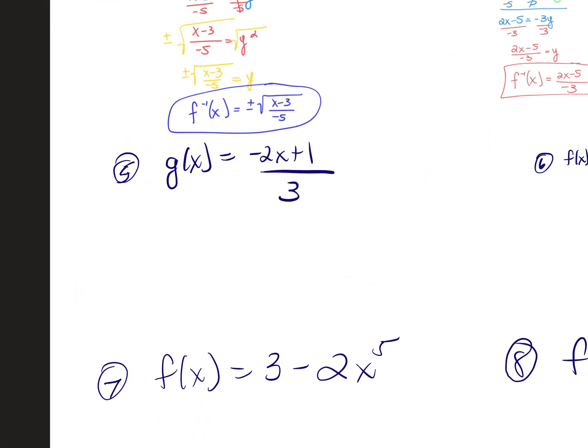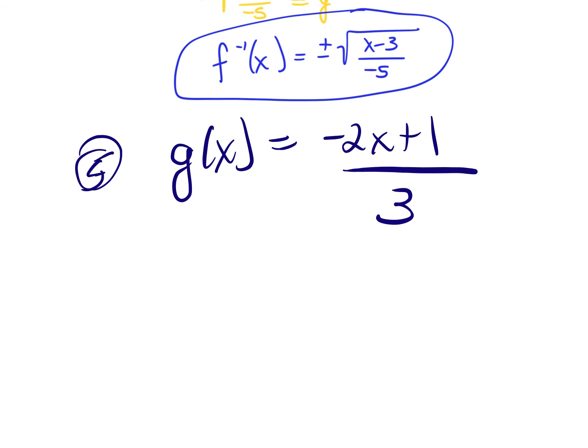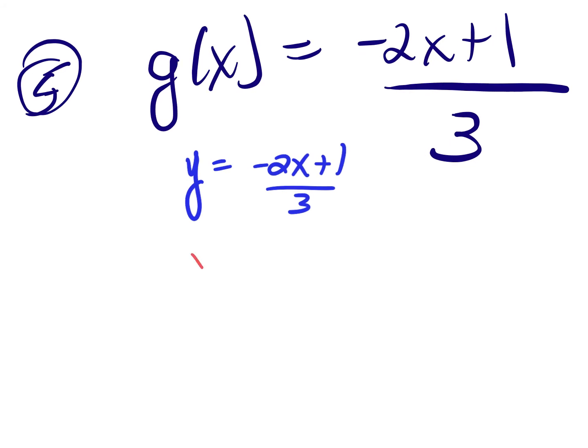All right, you guys try number 5. Go. All right, help me out. What's the first step in number 5? Okay, so y equals negative 2x plus 1 divided by 3. Now I'm going to switch places, right? So x equals negative 2y plus 1 divided by 3. Now what?